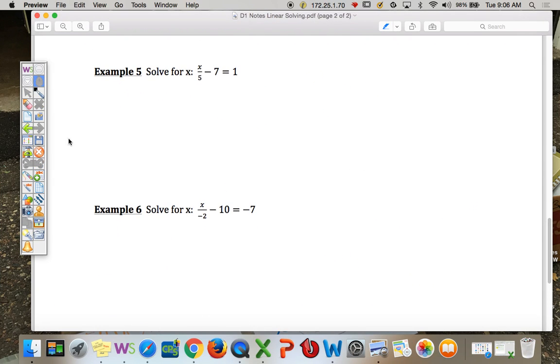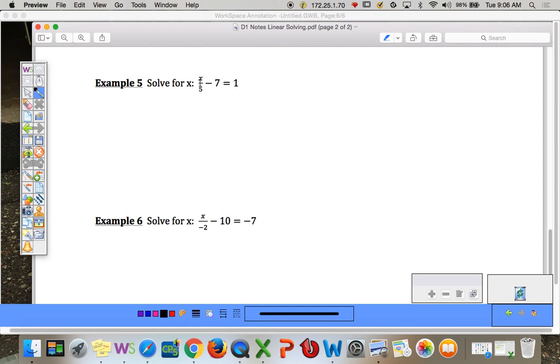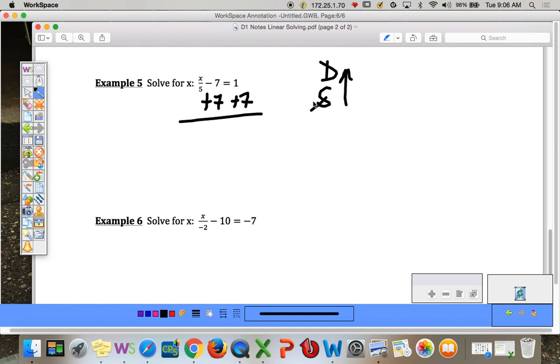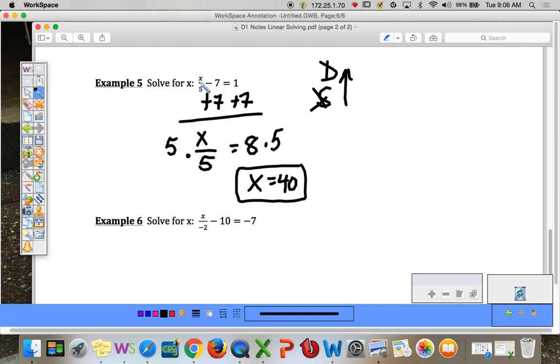All right, example 5. We have x divided by 5, so we have division, and we have minus, so we have subtraction. So we go the opposite order of operations. We're going to add 7 first. So get rid of the subtraction first by adding. We have x divided by 5 equals 8. To get rid of a divided by 5, we're going to multiply each side by 5. So x equals 40. Again, you can check your answer by plugging in. 40 divided by 5 is 8. 8 minus 7 equals 1.